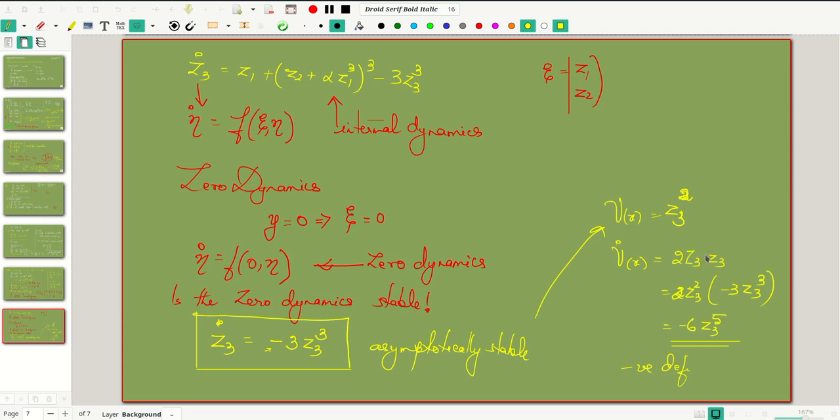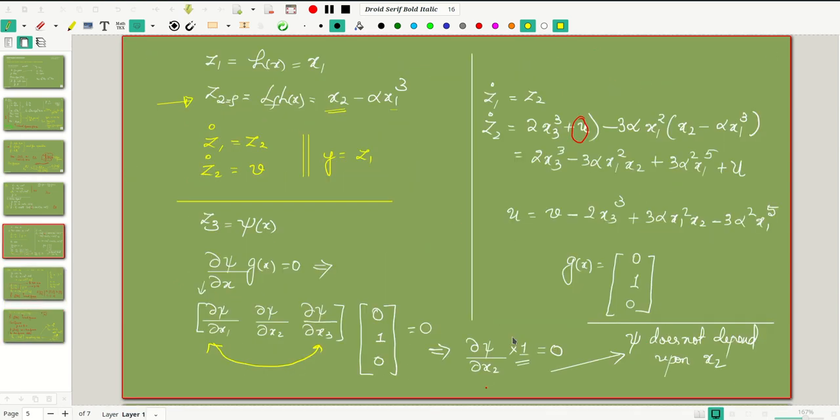z3 into z3 dot. So this is not there. So this becomes z3 raised to 4. So z3 raised to 4 is always positive, so this is always negative definite. So the system is asymptotically stable. So the zero dynamics of the system is asymptotically stable for the system. Okay. So this is about the zero dynamics of the system.